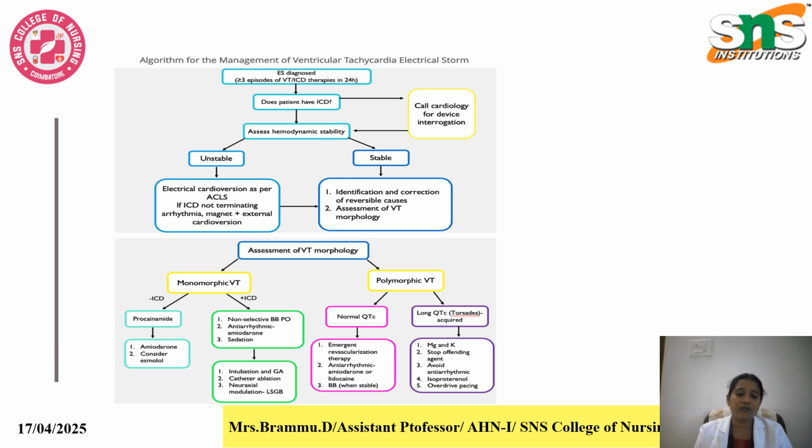In case of a polymorphic VT, if the QT interval is regular, then what can be done? And if there is a long QT interval, which we call torsades de pointes, then we have to plan, along with the amiodarone drug, to also start electrolytes such as magnesium and potassium, and we have to stop the offending agent if one has been started.